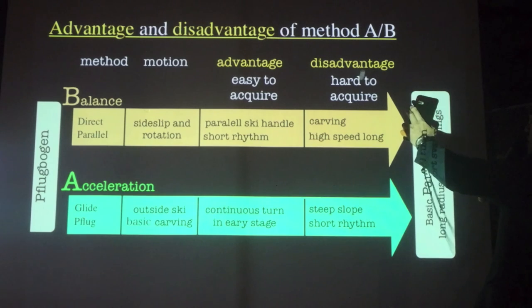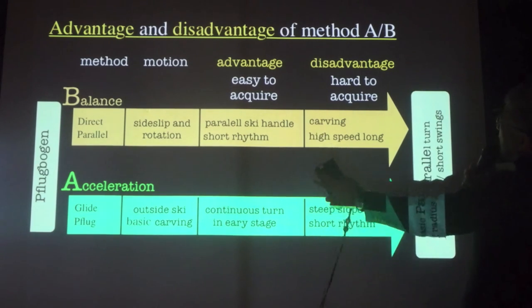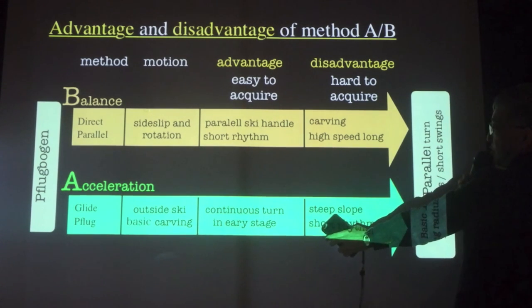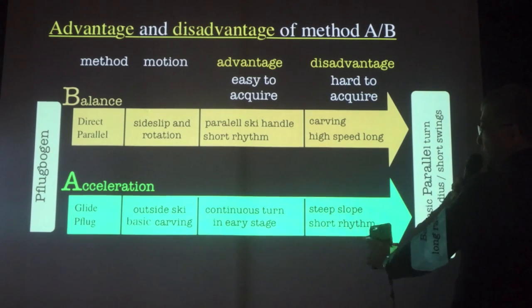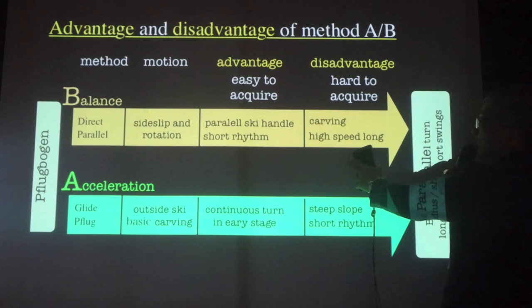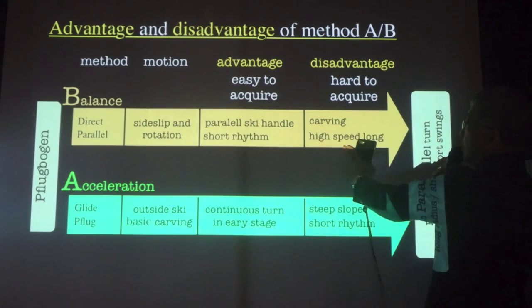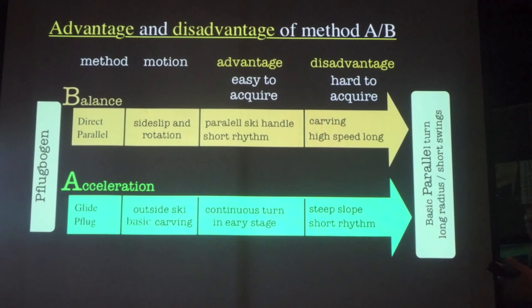And the disadvantage here. The disadvantage of the glide-prüg method is skiing steep slopes and short rhythm. And also the disadvantage of the B method is tiny turns and high speed for a long time. So we must combine other ski teaching methods for every skier.